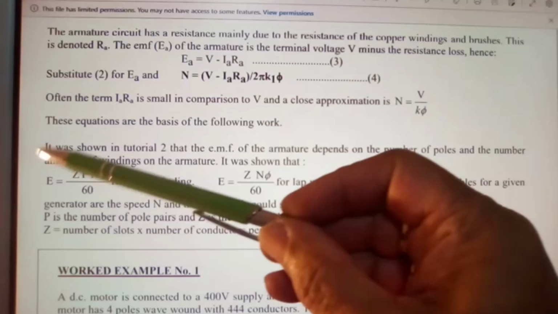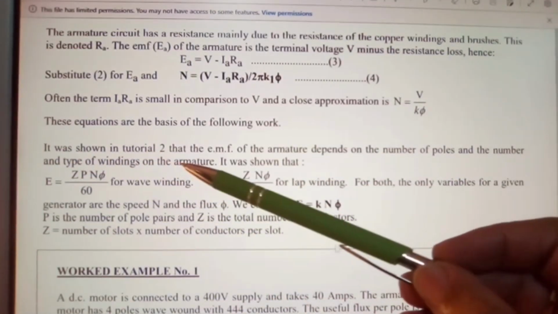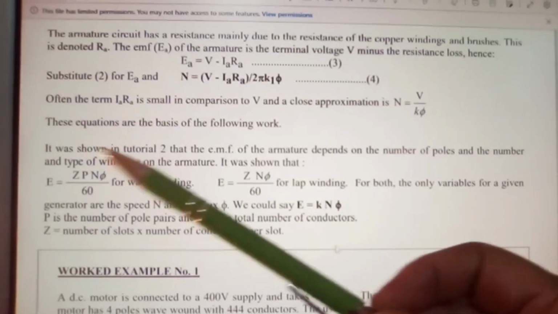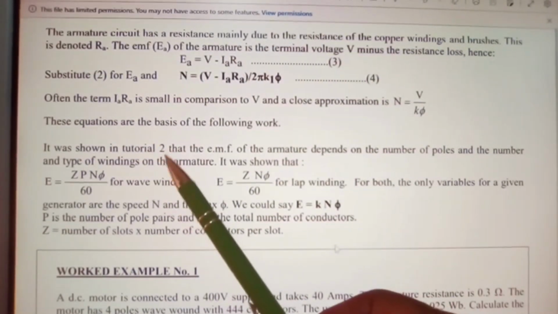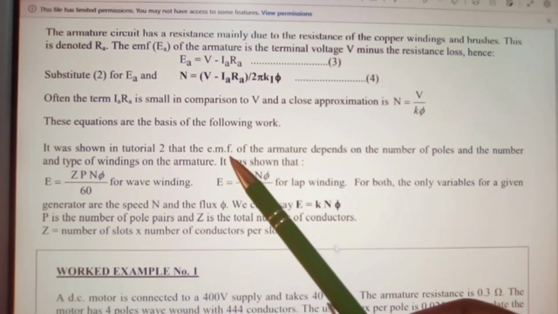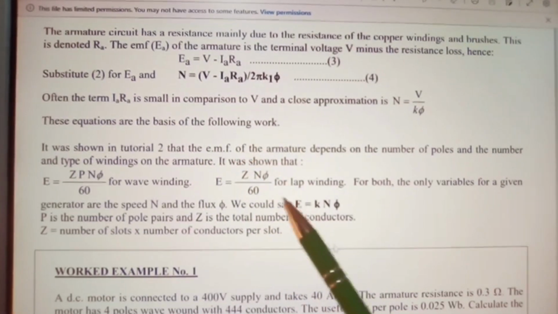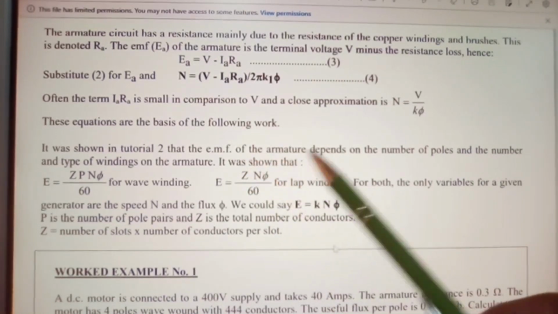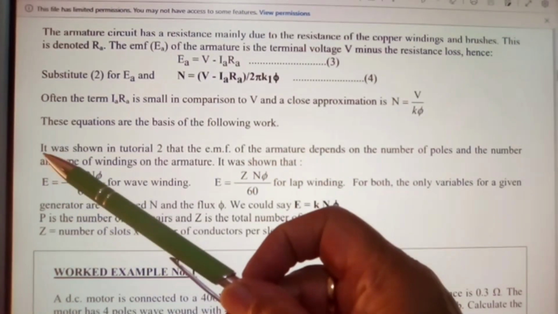Now, if it was shown in tutorial 2 that the EMF of the armature, now you ignore tutorial 2 because you have done a lot of work already to be at this level, so you can only look back at your notes. It will be the same for similar work. EMF of the armature, sorry, so let me start again. I apologize.